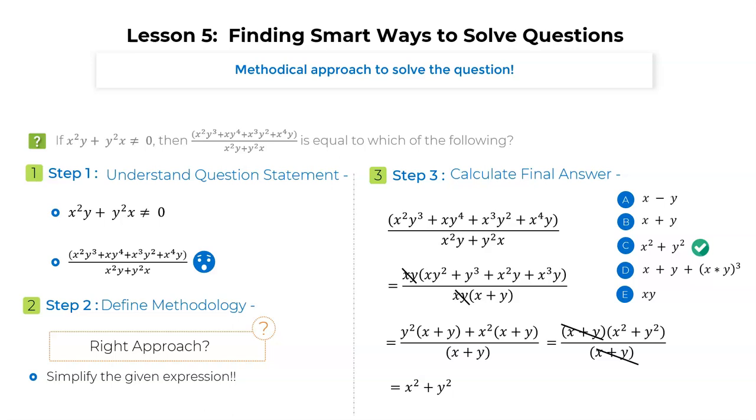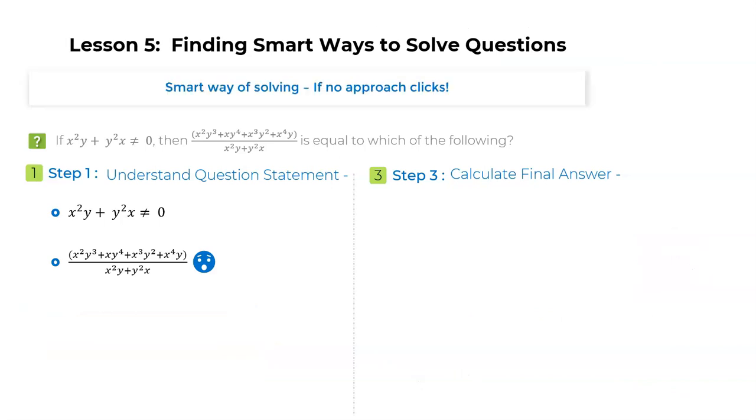So I hope this is perfectly clear how to solve the question methodically. But again, the agenda of this lesson is to tell you how to find a smarter way to do this, because I see a lot of students do struggle when they see a lot of variables and they're not sure that they will be able to take out common and solve the question, especially this step where I'm taking y square and x square common. This is a tricky step. A lot of you might falter here. So in this case, let's see how we can solve this question in a smart way.